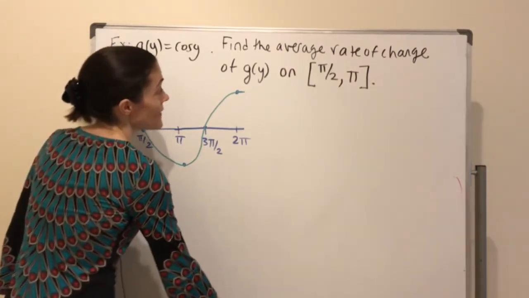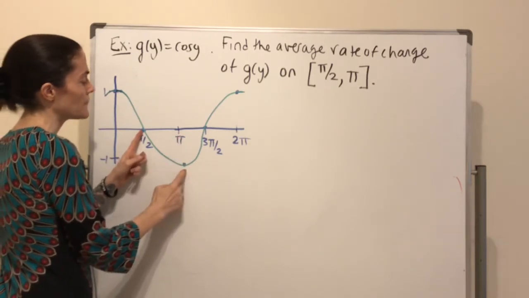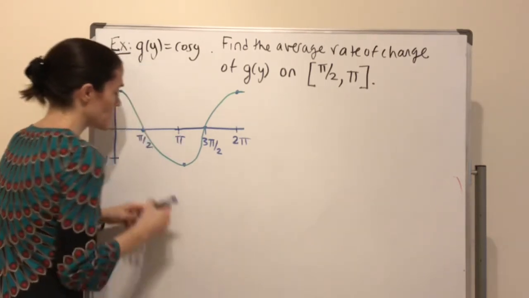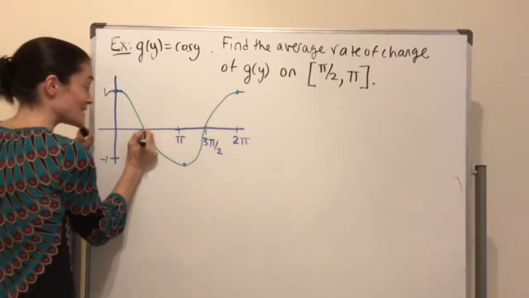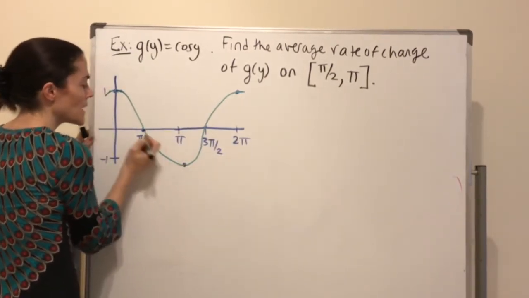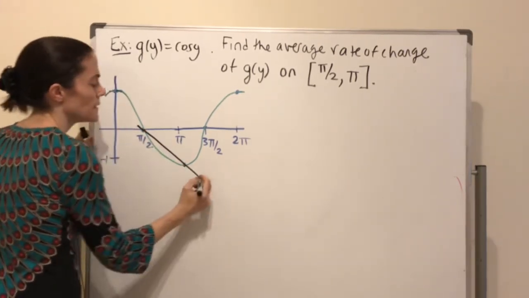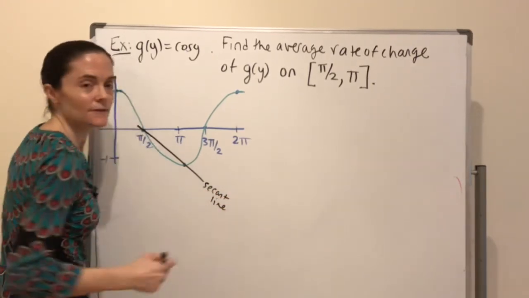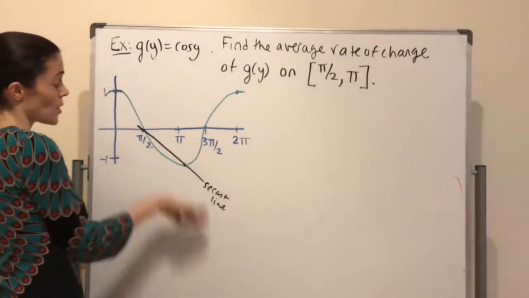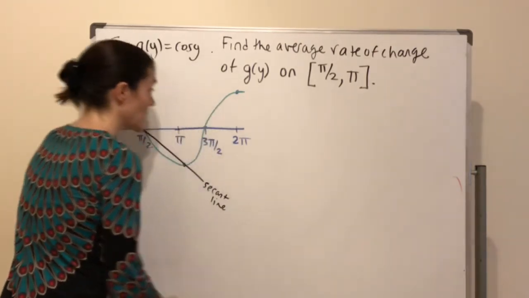And we want the average rate of change here from pi over 2 to pi. Well, immediately, if we think about these points on this graph, and we connect with a straight line, we should get a negative average rate of change because the slope of this line is negative. Okay, but now let's calculate.